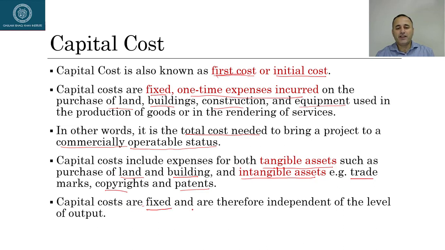And as I said, capital costs are fixed and are therefore independent of the level of output. So, coming back to the Engro example, if they would like to start a new business, let's say, for packaging of different food items, they would like to install a new facility in a different city. Regardless of the level of production, normally it is independent of the level of output. So you build a facility, and then it is up to the management whether they would like to produce 1,000 units, 100,000 units, or 500,000 units. So the capital cost is normally independent of the level of output.